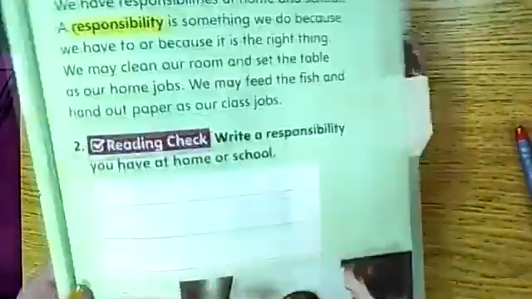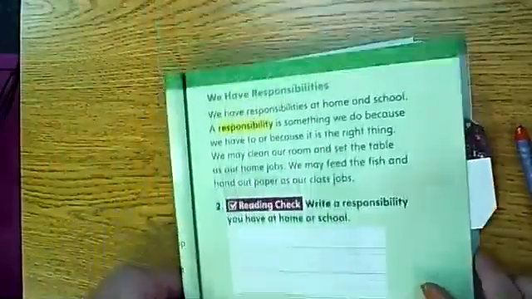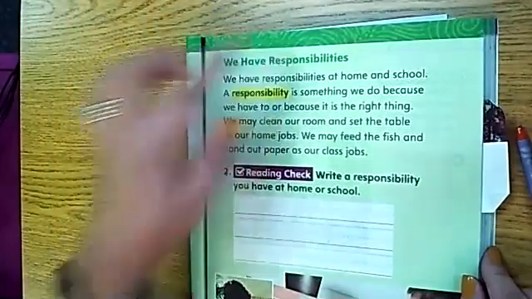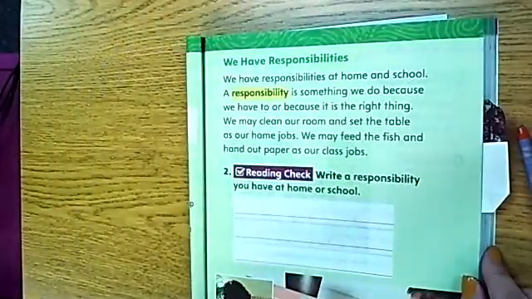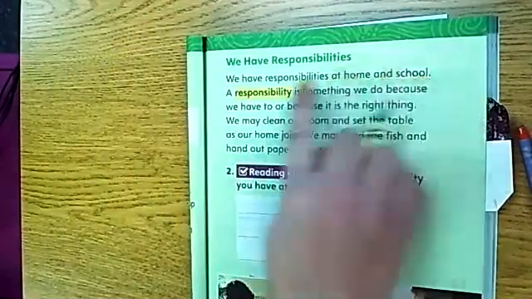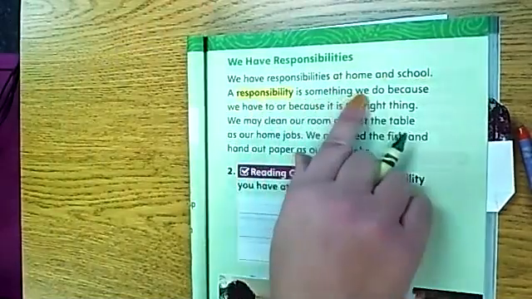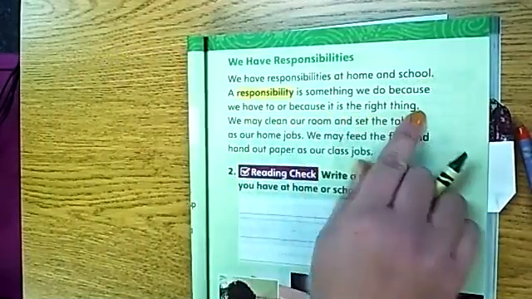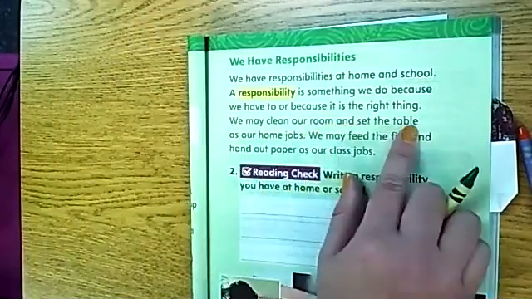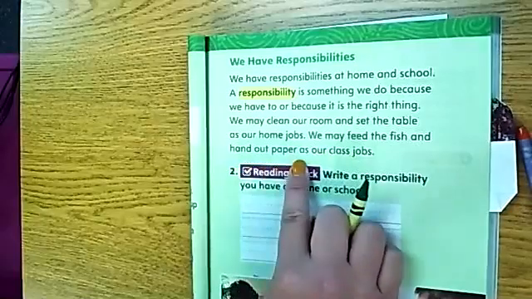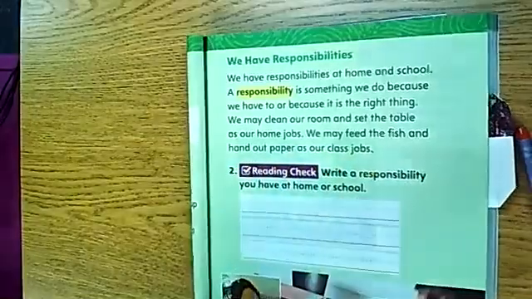So let's turn over and find page 11. All right. This page at the very top says We Have Responsibilities. Let's read about our responsibilities. Responsibilities, I like to say, are kind of like jobs. We have responsibilities at home and school. A responsibility is something we do because we have to or because it is the right thing. We may clean our room and set the table as our home jobs. We may feed the fish and hand out paper as our class jobs. Oh, I wish we had a fish.